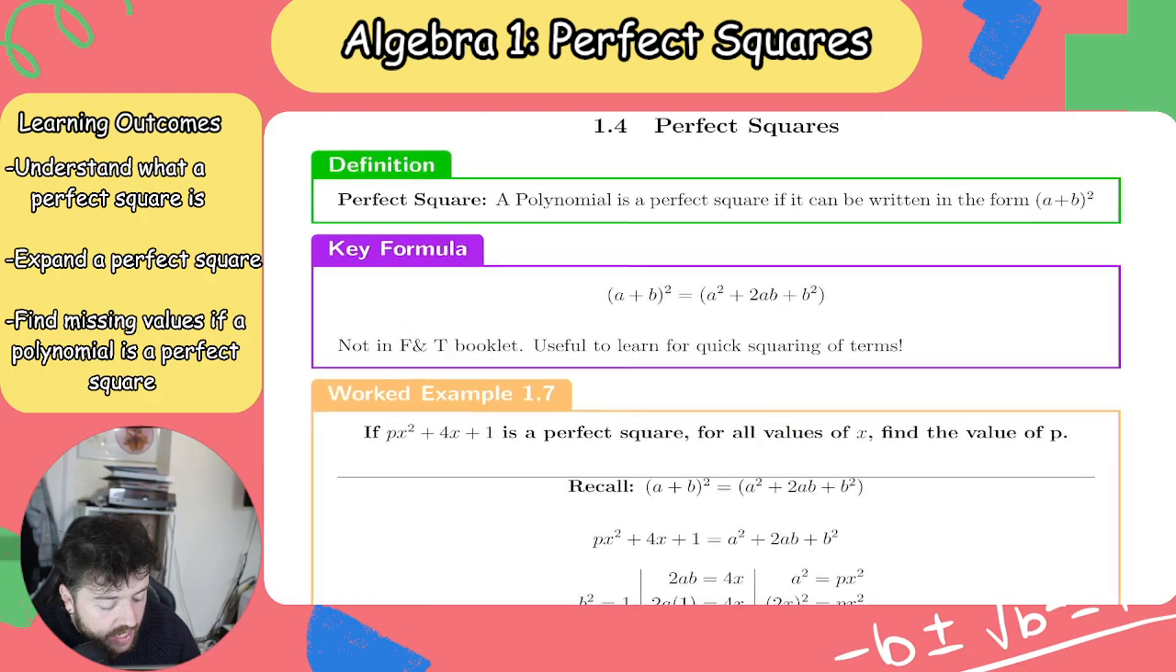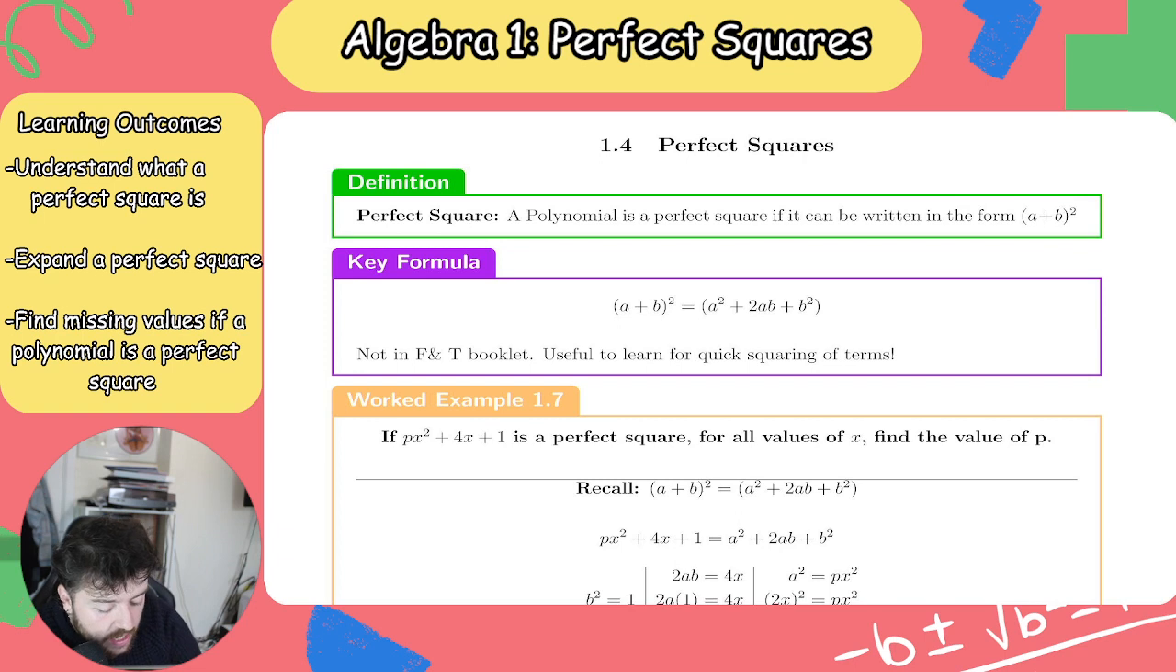So there's a little formula when it comes to perfect squares. This is not in our log tables, and you don't really need to know it per se. It just helps us do quick maths. (a plus b) all to be squared is equal to a squared, so the first term squared, plus 2 times the two terms multiplied together, plus the last term squared. This is not in our formula and tables book, but it's useful for quick squaring of terms.